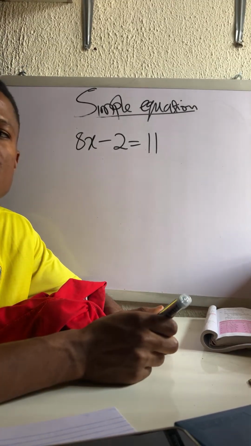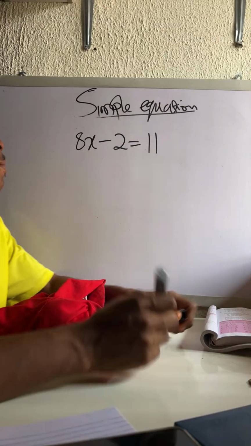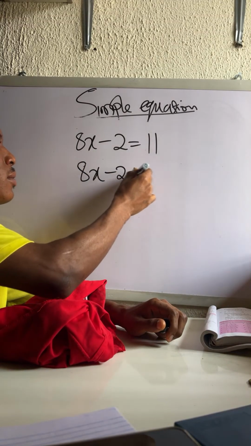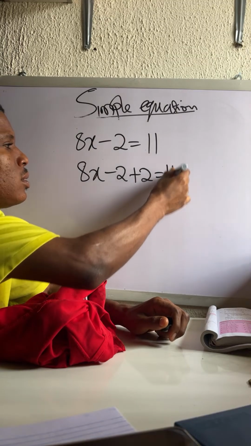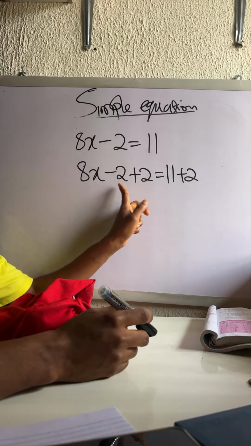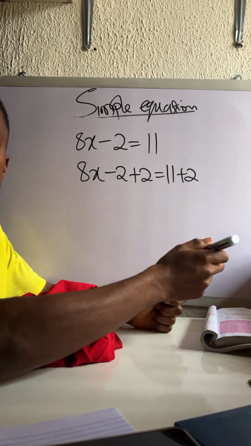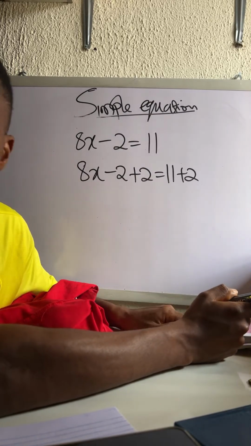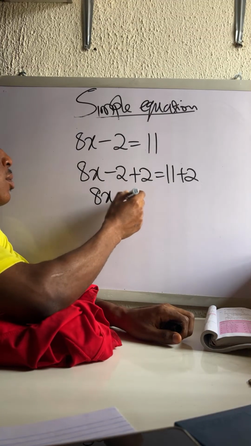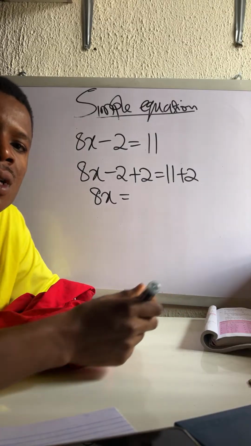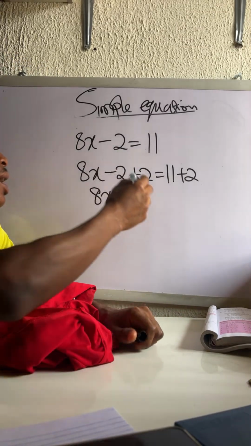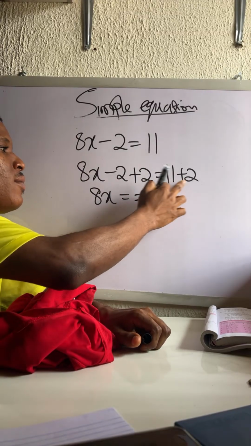So for us to solve this is very simple. We have 8x minus 2. You just have to add 2, and that equals 11 plus 2. So minus 2 plus 2 is what? 0. Ali, thank you for saying 0. So you have 8x is equal to, since minus 2 plus 2 is 0, it is eliminated, and that equals 11 plus 2.